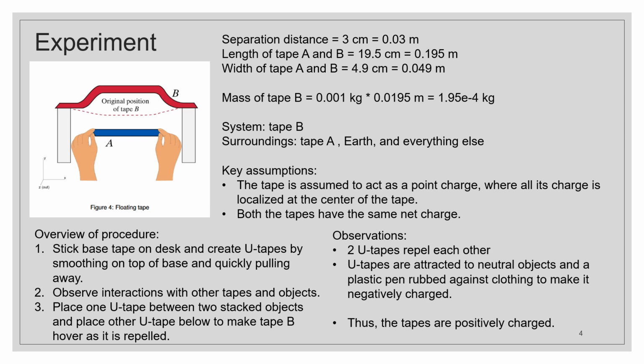The key assumptions of this experiment are that the tape is assumed to act as a point charge where all of its charge is localized at the center of the tape. Also, both the tapes have the same net charge.